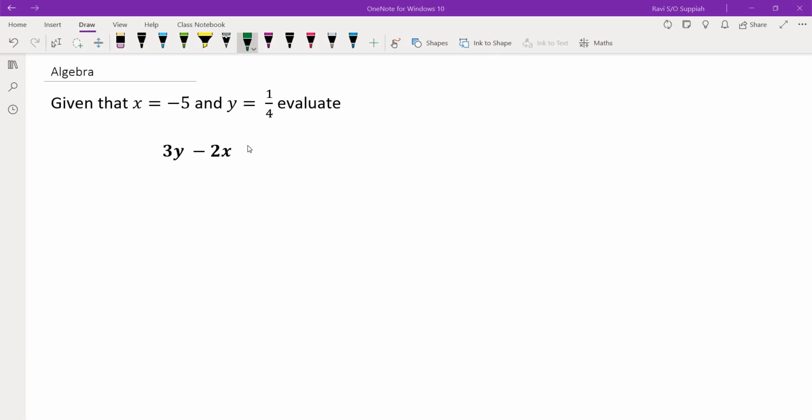Given that x equals minus 5 and y equals 1/4, evaluate 3y minus 2x. Okay, so we have 3y minus 2x. Let's substitute the variables with the actual values. So y is 1/4, minus 2, x is minus 5.